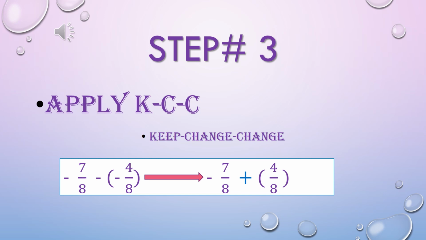After your fraction procedures of LCD and equivalent fraction, you're going to apply KCC. Keep, change. So in the example that we have, negative 7/8 minus negative 4/8 is going to be now, with the KCC, negative 7/8 plus 4/8.